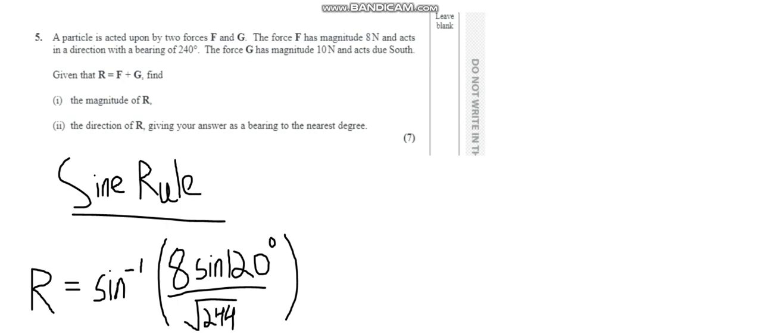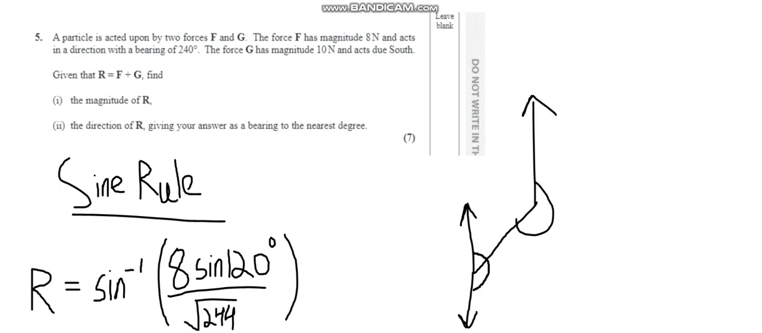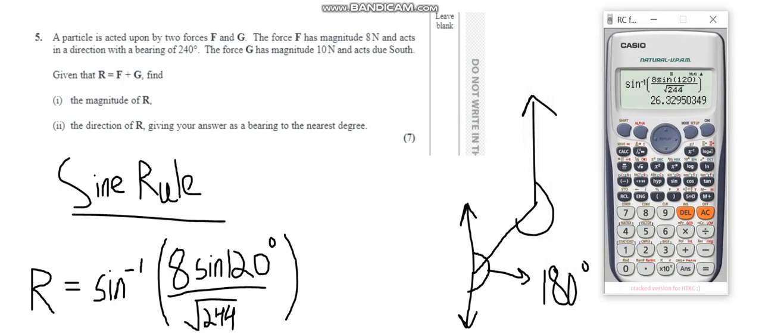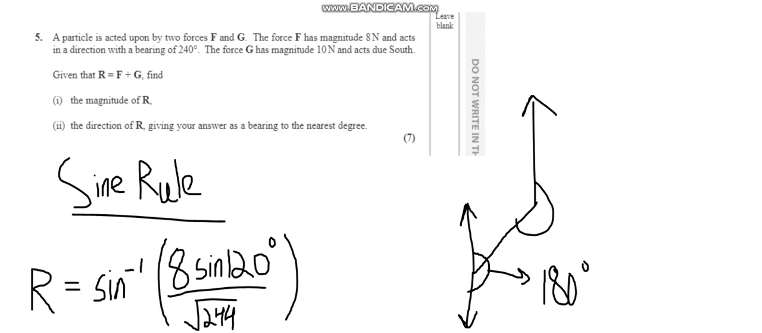If you clearly remember, our bearing diagram was something like this. We had a north line here, we had 240 degrees going that side, and we had a north line here and a south line here for 10 Newton, and I said that we have a 180 diagram here. Now they're asking us to find the direction of R to the nearest degree. So the bearing of R will be this here, which is 180 degrees, and we found that our value for R is 26.3, or 26.330 to 3 decimal places. So I'll add the bearing for R.